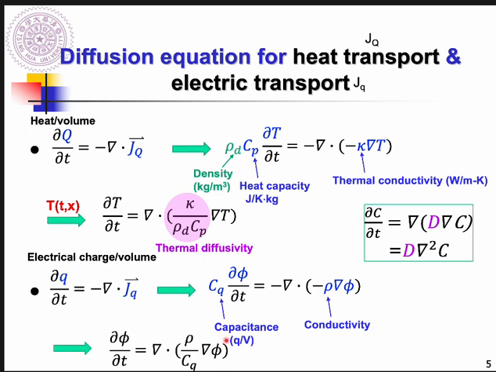Then you get the gradient term: the electrical potential gradient times the conductivity divided by capacitance, and take the second gradient on it. So the same idea, similar, right? As long as you solve this diffusion equation for electrical transport, then you can get how the electrical potential changes with location and time.